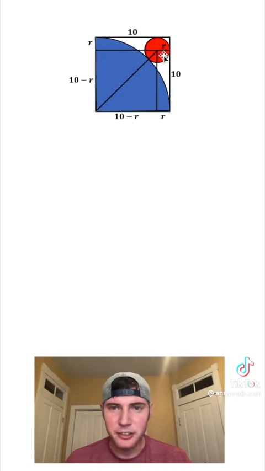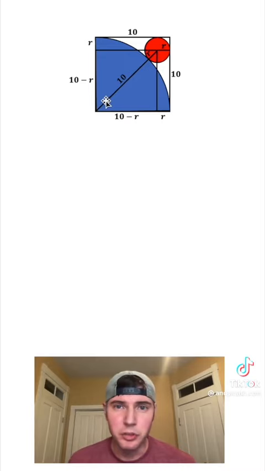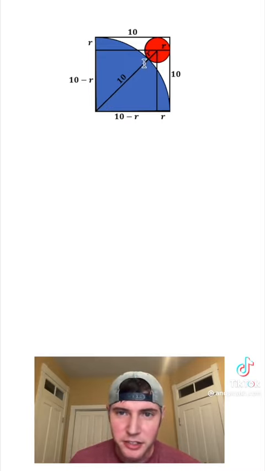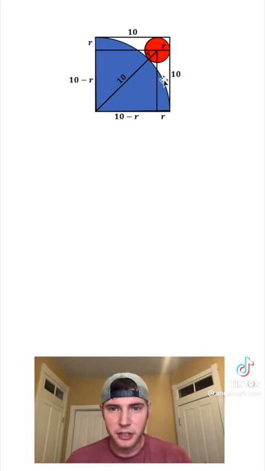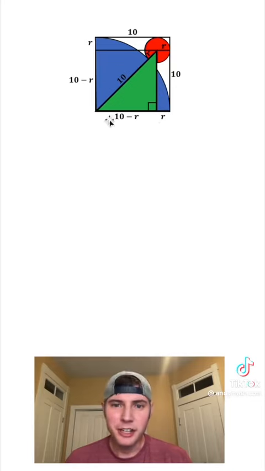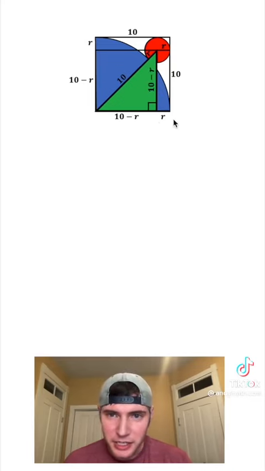And if we draw a diagonal across here, this part in the blue circle is going to be equal to 10 because it's the radius of the blue circle. And then this little piece in the red is going to be r because that's the radius of the red circle. Let's focus on this triangle right here. We'll color it green. This is going to be a right triangle, and the height of this right triangle will also be 10 minus r.